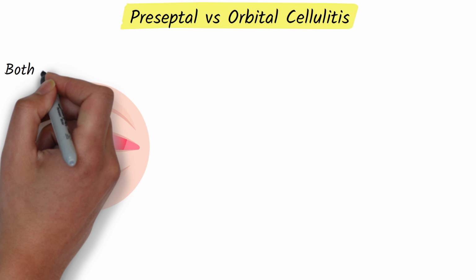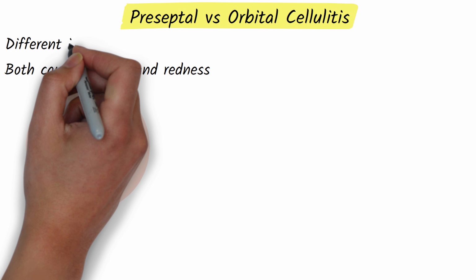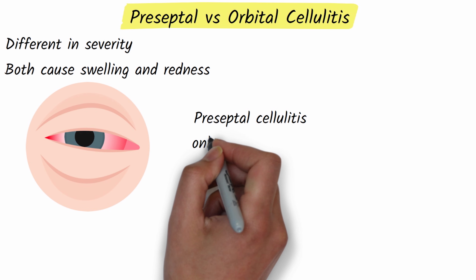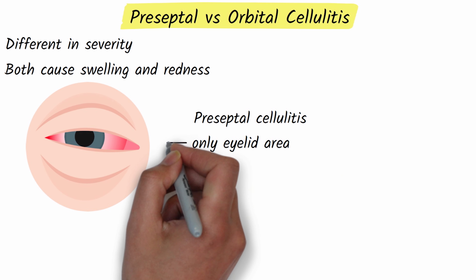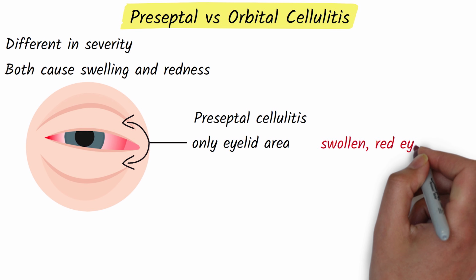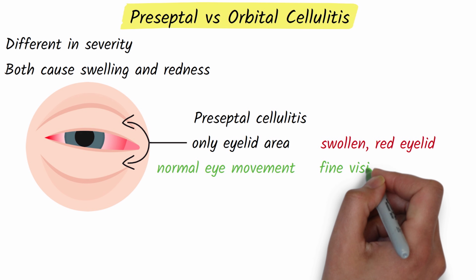These two conditions might look similar because they both cause swelling and redness around the eye, but they're quite different in severity. Preseptal cellulitis is less serious. It affects only the eyelid area and doesn't reach the deeper structures of the orbit. People with preseptal cellulitis will have a swollen, red eyelid, but their eye movement is normal, their vision is fine, and moving their eye doesn't cause pain.